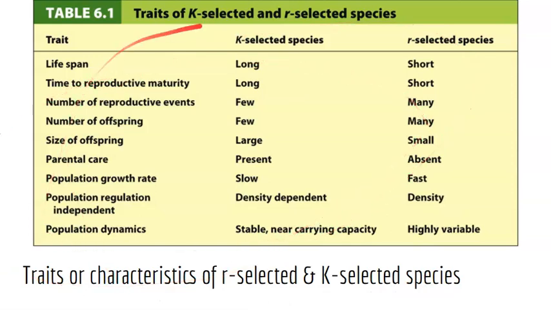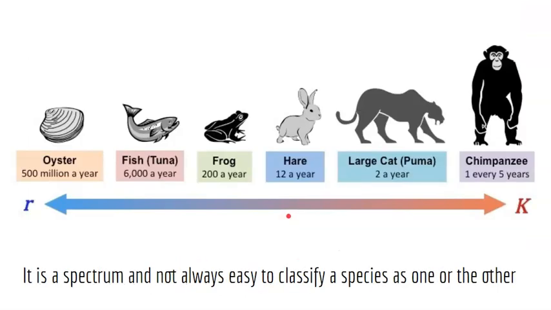Here's a table comparing them. K strategists tend to live longer and take a long time to be reproductive. They don't have a lot of babies. They have larger offspring, and their population dynamics are fairly stable. Just like our specialists versus our generalists, it's a spectrum. Human beings and chimpanzees are strong K strategists. Lots of the large felines, so pumas and lions, are on the K strategist side.